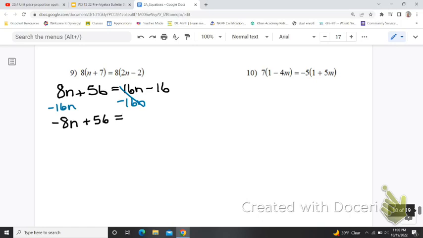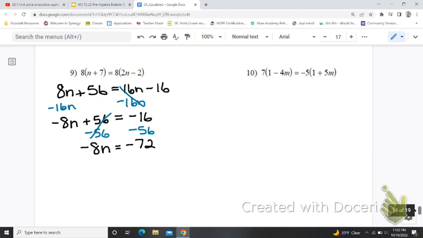Be sure when you bring down this 16 that you bring its negative sign down with it. Now we have a two-step equation. I'm going to subtract 56 because I want that n by itself. And it said plus 56, so I want to do the opposite so that they would zero pair out. And then negative 8n is equal to negative 16, negative 56, add up to negative 72.